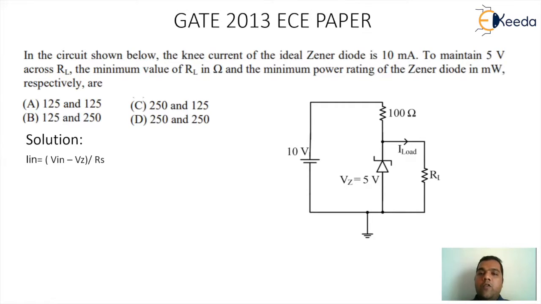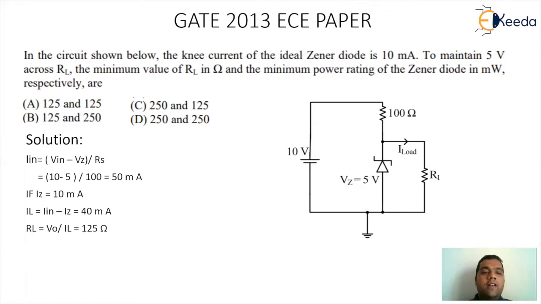The resistance is 100 ohm with a top point at 10 volt and the bottom point at 5 volt held by the Zener diode. So we can get the value of input current as 10 minus 5 by 100, which will be 50 milliampere. So this is the value of input current. So if the Zener takes 10 milliampere, then automatically the load will take 40 milliampere. So the IL value is In minus Iz. The value will come as 40 milliampere.